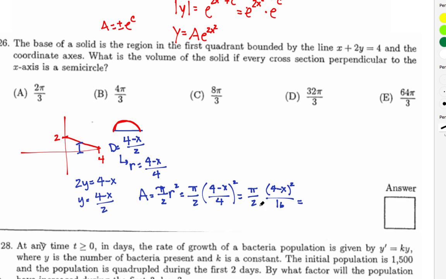And so you see that because I didn't multiply that out, I can actually pull that 16. So I have pi over 32 times 4 minus x, the quantity squared. Now I will go ahead and FOIL that. So I have 16 minus 8x plus x squared. The reason that's so important to factor that out is it's going to be easier to find the antiderivative in the next step where I'm finding the volume.